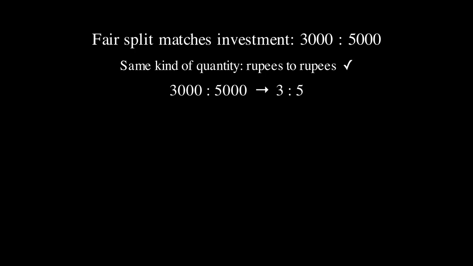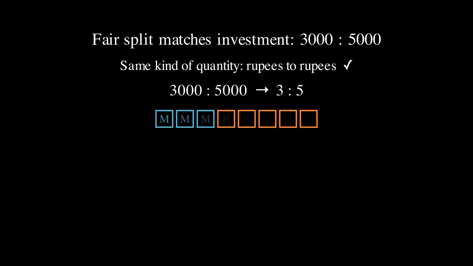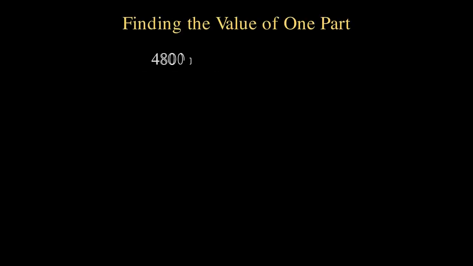Both 3,000 and 5,000 share a common measure of 1,000, so this really shrinks down to a simple split of 3 to 5. Picture the whole profit cut into 8 equal parts in total. 3 of those parts belong to Meena, and 5 of them belong to Rita. To find out what one single part is worth, we take the actual profit and divide it by the total number of parts.